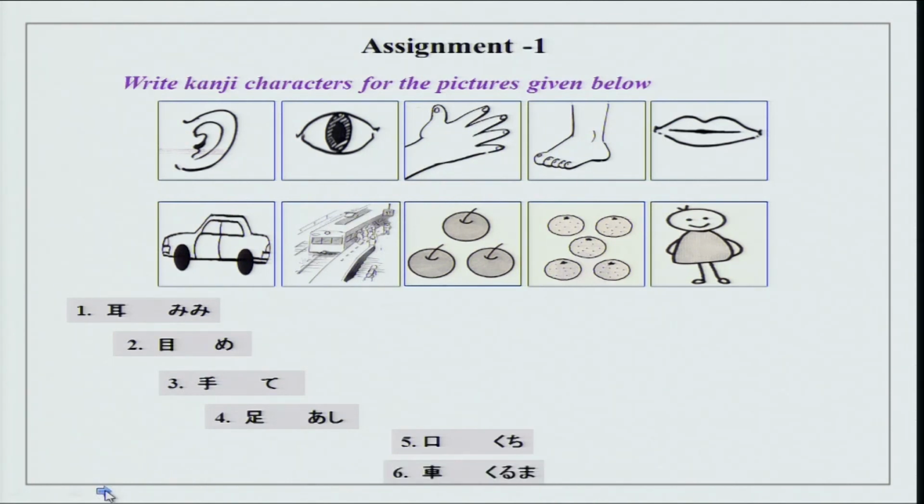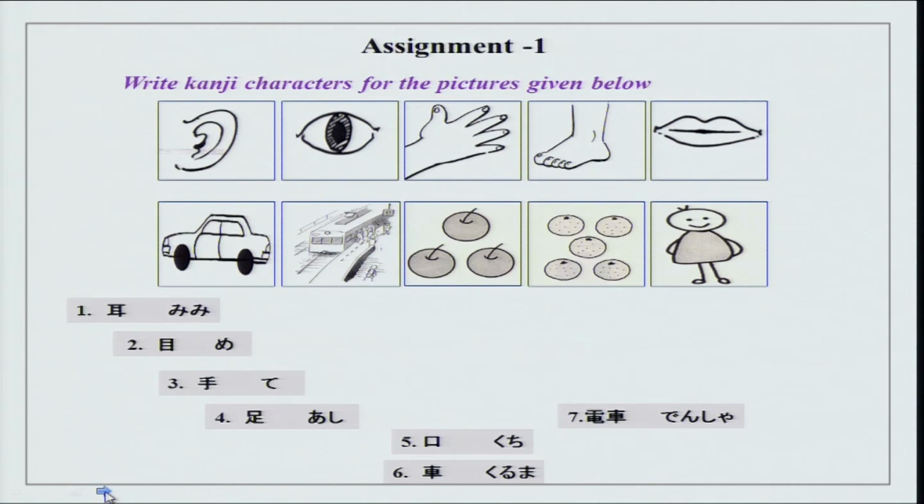Kuruma, densha. Densha, you can see, is a combination of this character on top and then this character which you have done, which is a field, and of course, sha, which is kuruma. Now you will notice that kuruma has two readings, kuruma and sha over here.